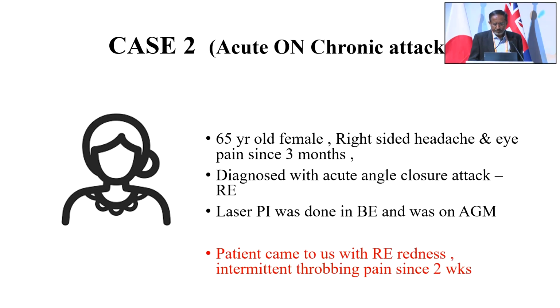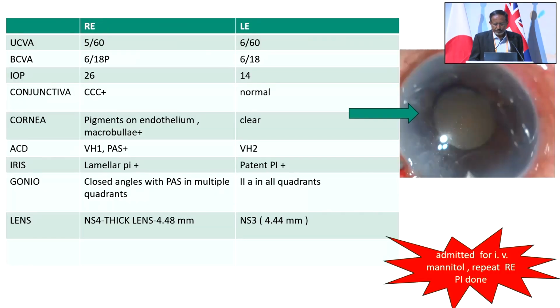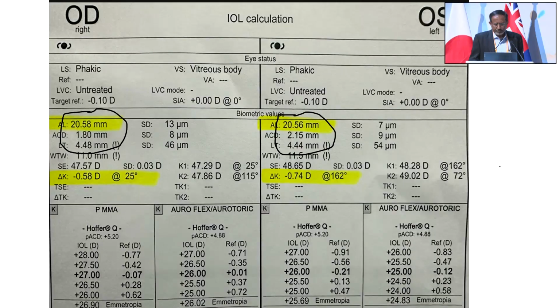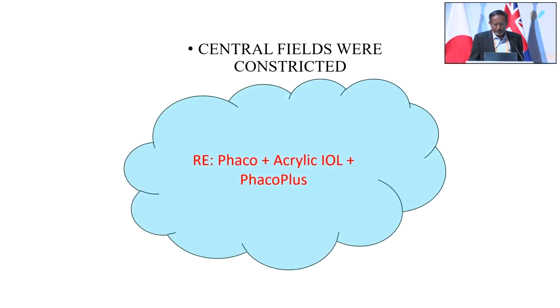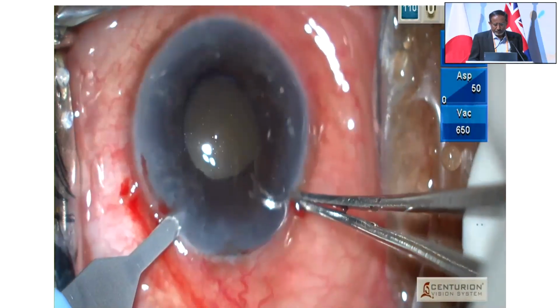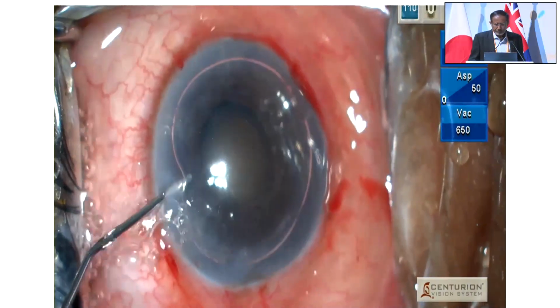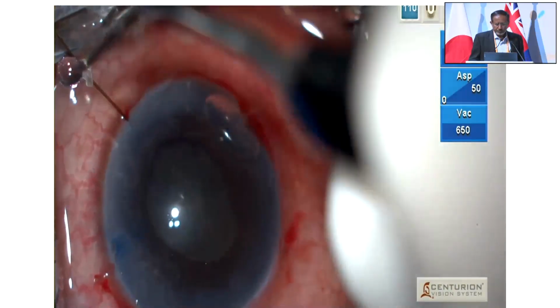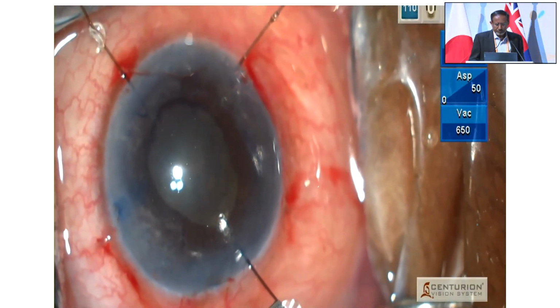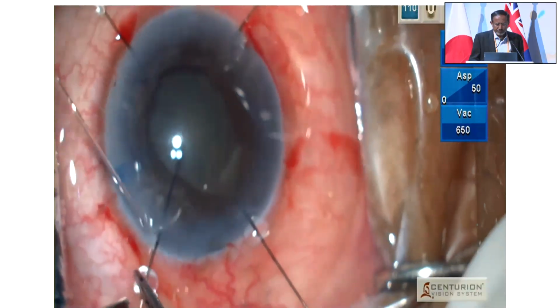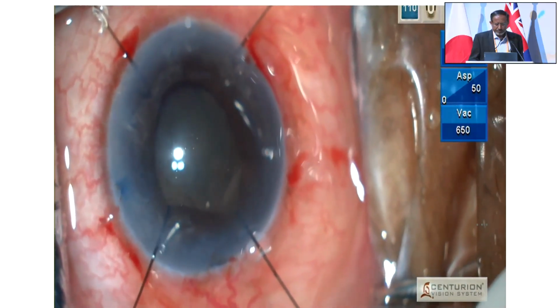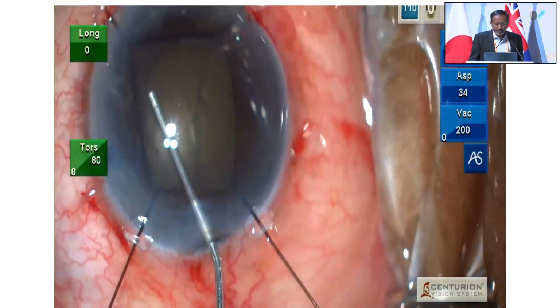Next patient is a 65-year-old female who had undergone peripheral iridotomy in both eyes. Examination revealed an IOP of 26 mm mercury with grade 4 cataract. Both eyes had short axial length. Central fields were constricted. Patient was planned for phaco plus. In this case, iris hooks were used for obtaining adequate mydriasis. Phacoemulsification was performed with care.